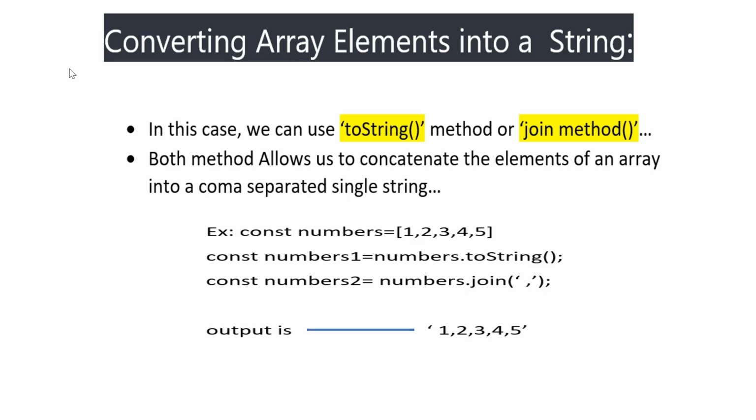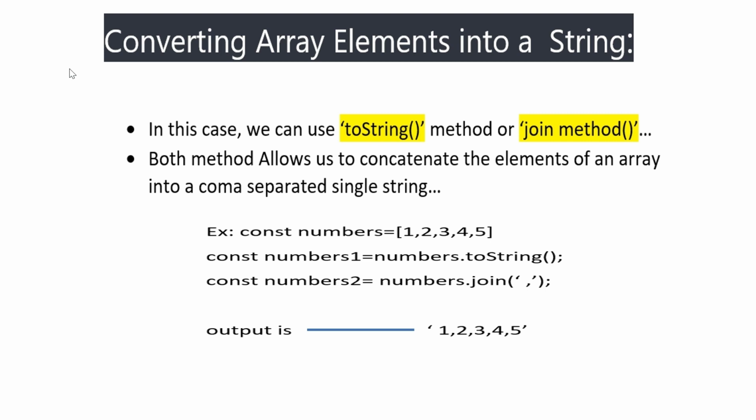So next is converting array elements into a string. To convert array elements into a string, we can use two methods. One is the toString method and another one is the join method. Both methods allow us to concatenate the elements of an array into a comma separated single string.